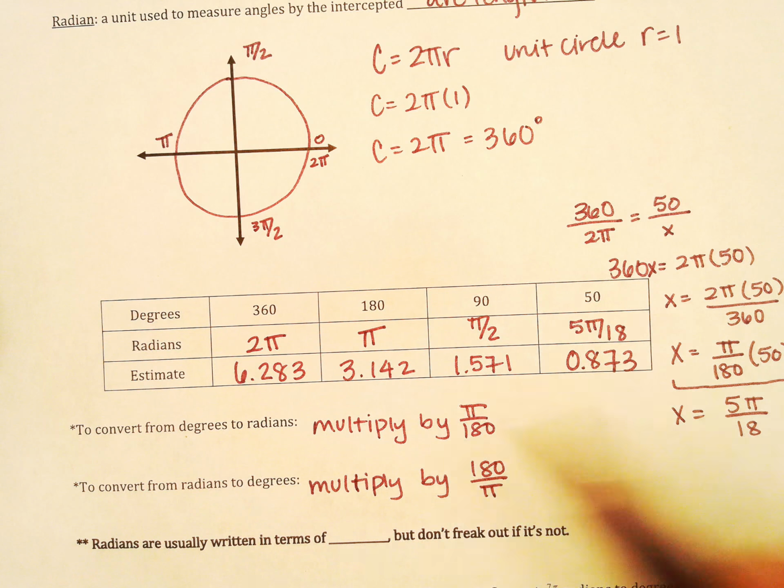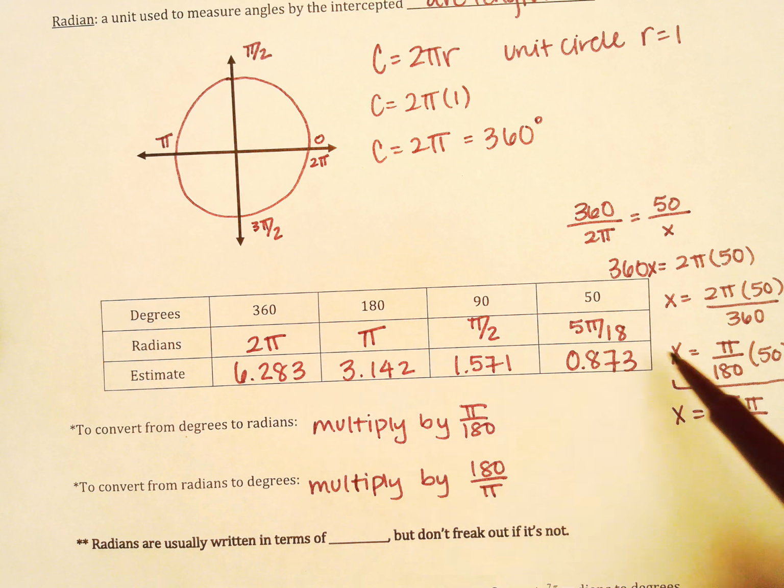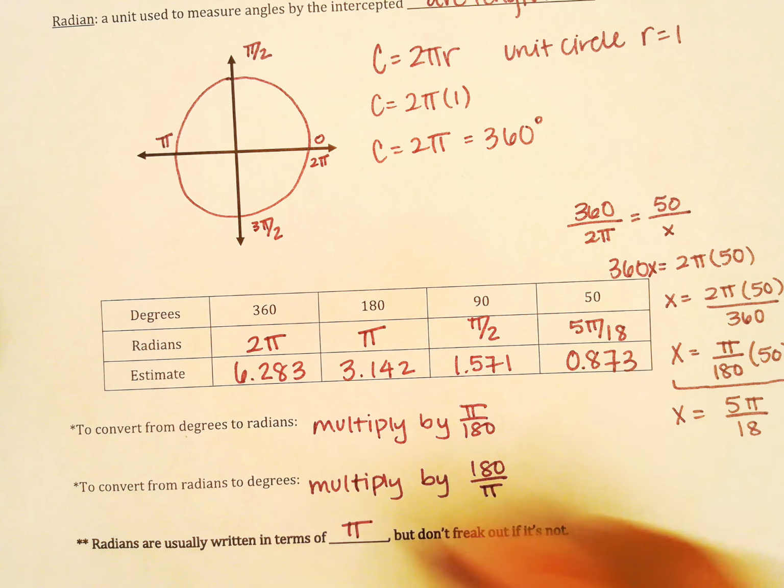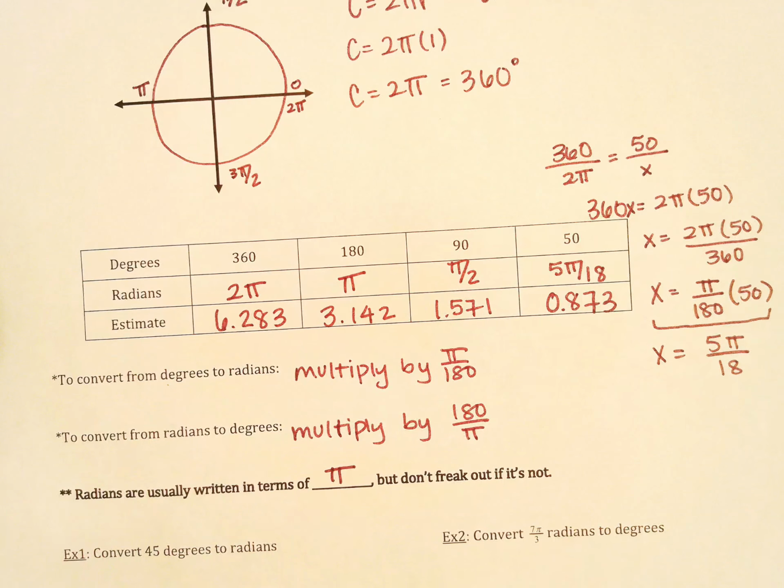Again, a lot of times we write our radian measurement in terms of pi because it's easier to see like a fraction around our unit circle, but don't freak out if it's not. It's okay if it's written as a decimal approximation. That's an okay thing that we can figure out too.